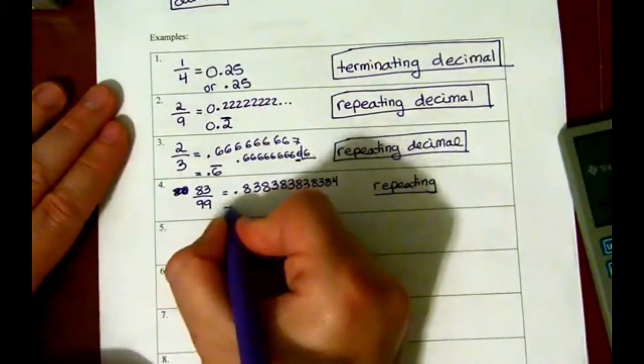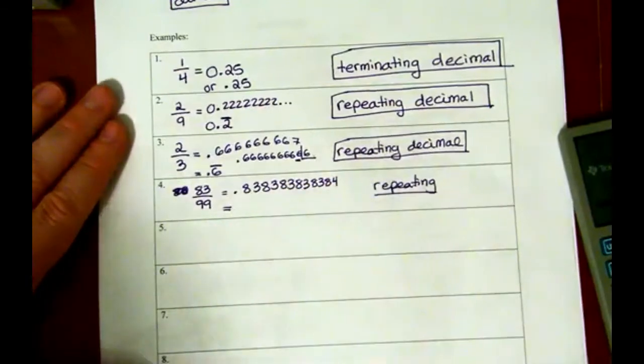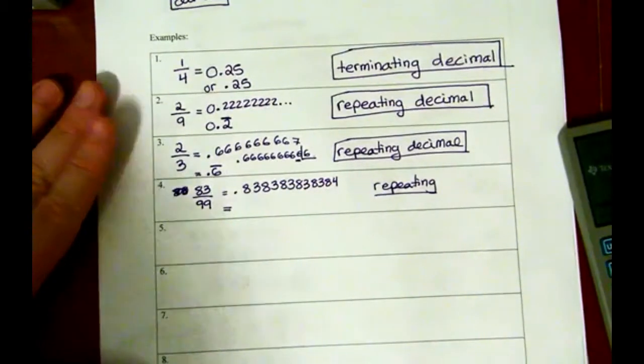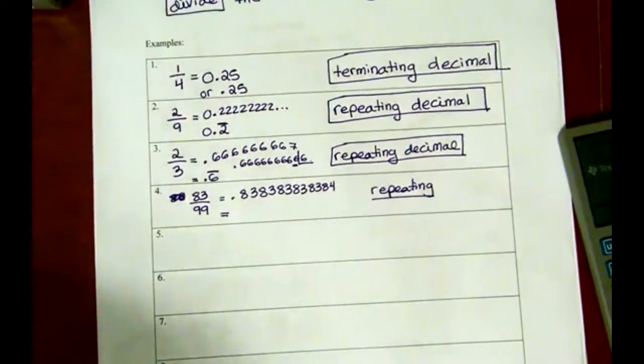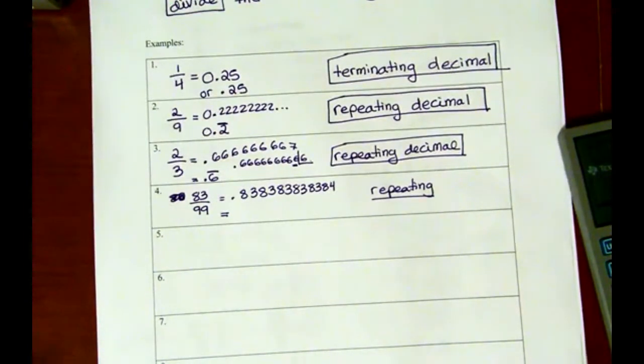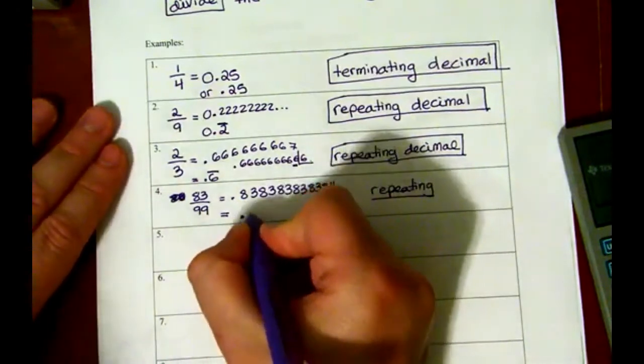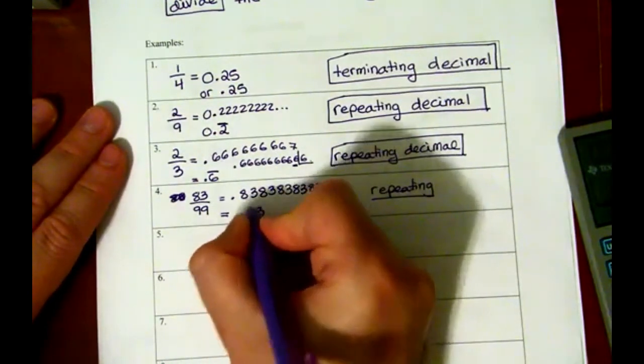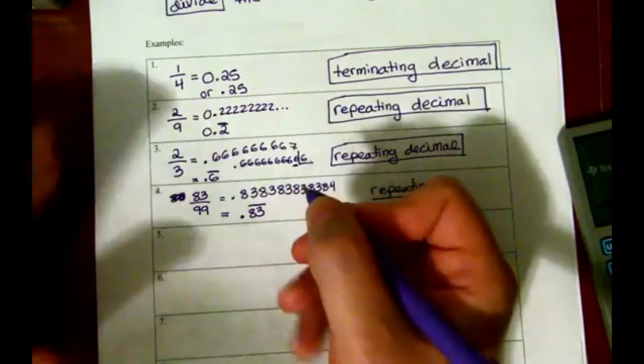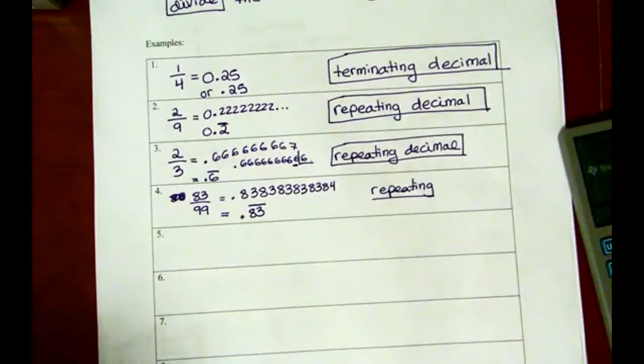And now I need to write it out. How exactly am I going to write this? I need to show that both the 8 and the 3 are repeating. So I'm going to say 0.83 with a repeating bar over both the 8 and the 3, just like that.